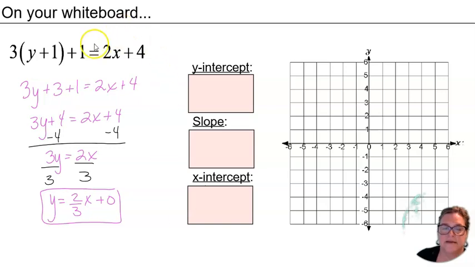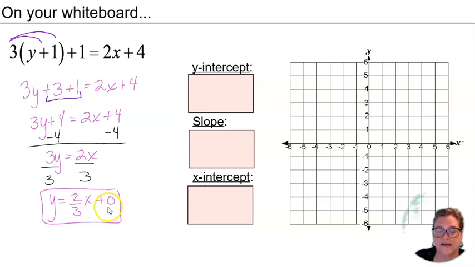So in this example, I distributed the 3 over the parentheses to the y to get 3y, to the 1 to get 3. Then there's a plus 1, and that equals 2x plus 4. Okay, then I combined these like terms. 3 plus 1 is 4. Then I'm trying to get this y by itself. So I subtracted 4 from both sides, leaving me with 3y equals 2x. I divided both sides by the coefficient on the y, which was 3. That got the y by itself, and I have y equals 2/3 x plus 0 for slope-intercept form.